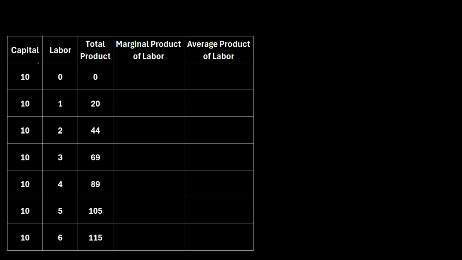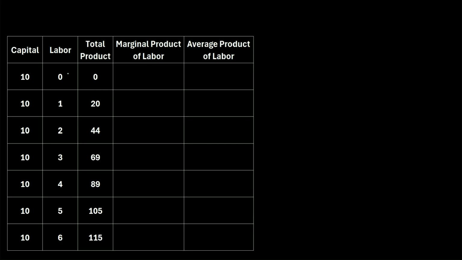So maybe that's like the number of machines that they have in the factory. Let's assume that it's always equal to 10. What we're going to do is change the number of units of labor, in other words, the number of employees at this factory. And we're going to see how changing the number of employees affects the total product, or the total number of widgets that we're able to produce in this factory.